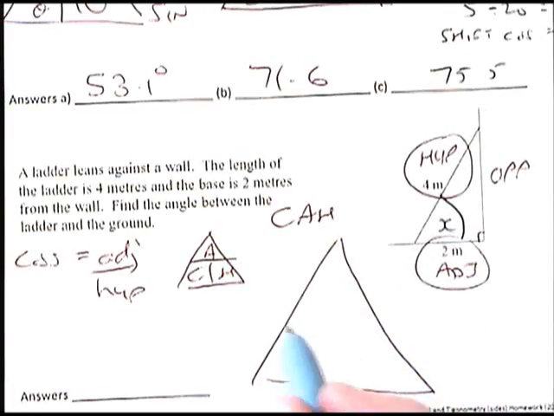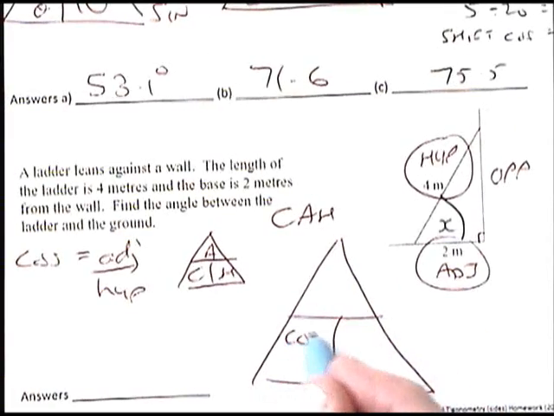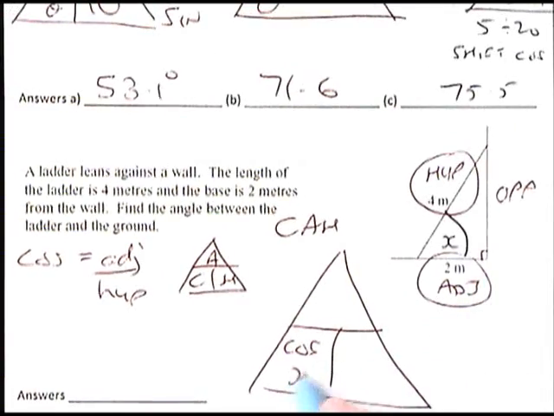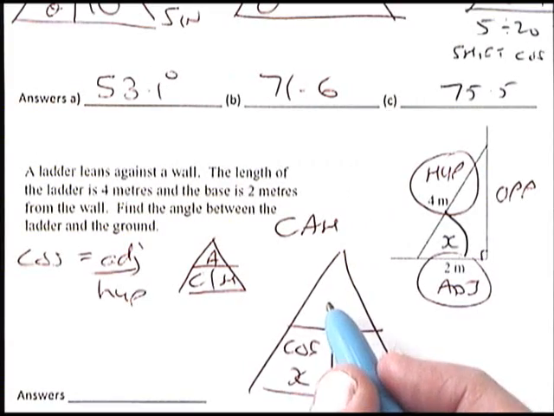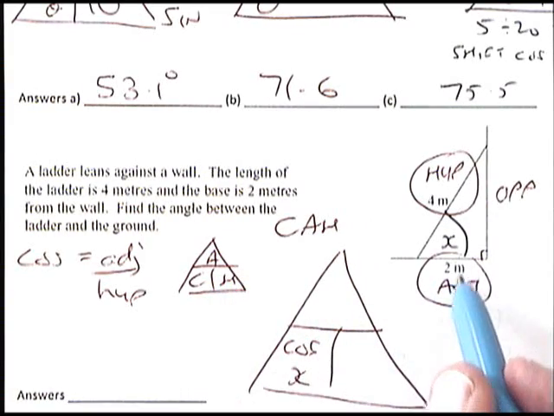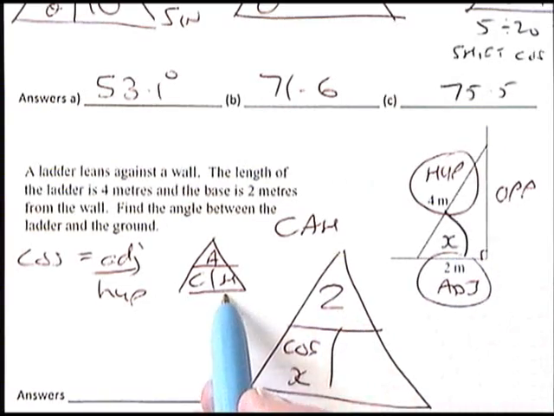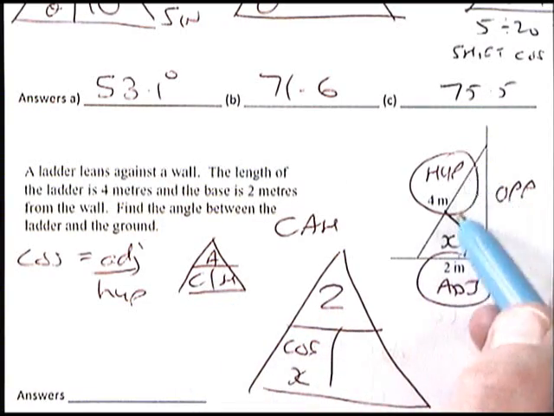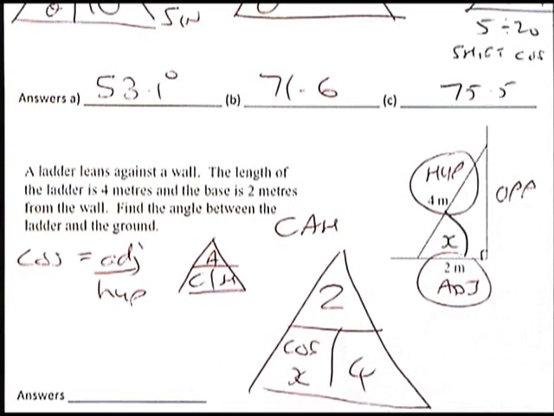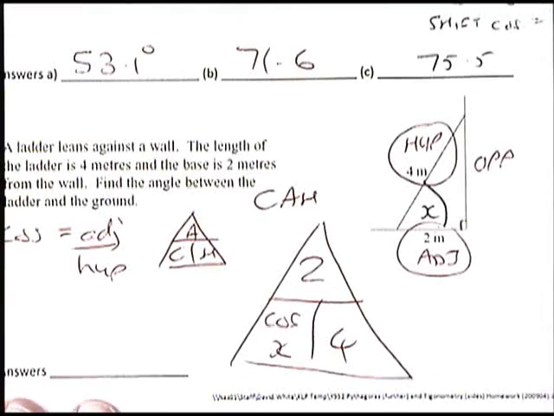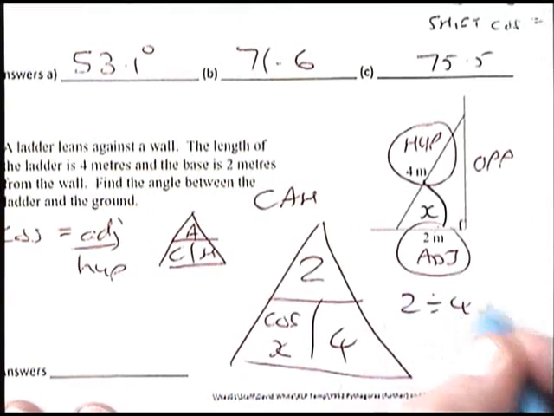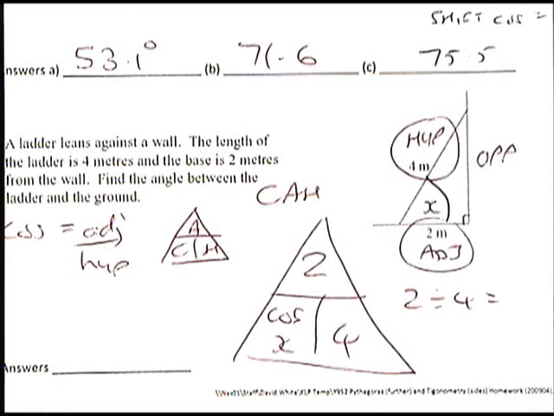Then put the bigger working out triangle down. C stands for cos, and the angle is X. A stands for adjacent, and our adjacent was 2. H stands for hypotenuse. Our hypotenuse was 4. One number on the top, one number on the bottom. I need to do a divide: 2 divided by 4.